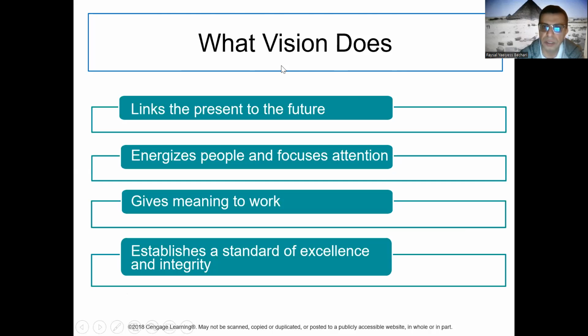Now, what does a vision do, if you have a vision? It links the present to the future. It energizes people, focuses attention, gives meaning to work, and establishes a standard of excellence and integrity.